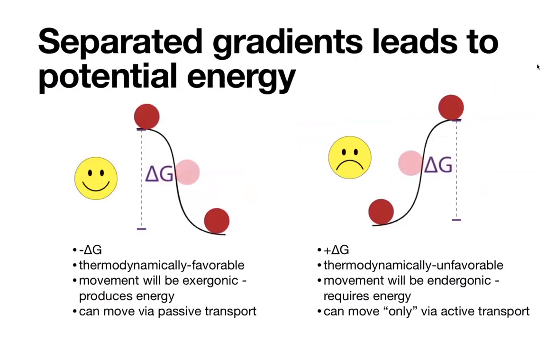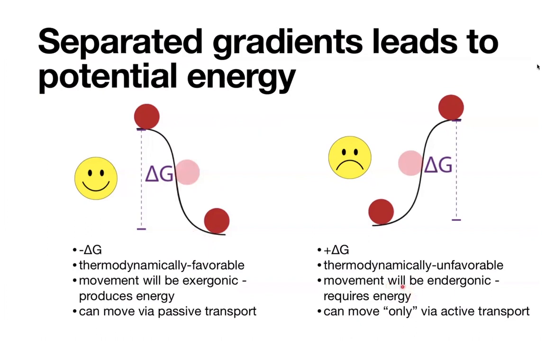If something has a negative delta G, we'll do some example calculations in class in our exercises, so don't worry about those for now. But what we're going to find is that if we have a negative delta G, if things are favorable, our movement is going to be exergonic, so it's going to produce energy, and therefore it can move via what we call passive transport. So it doesn't need energy in order to move. Instead, we're going to get energy if it moves naturally.